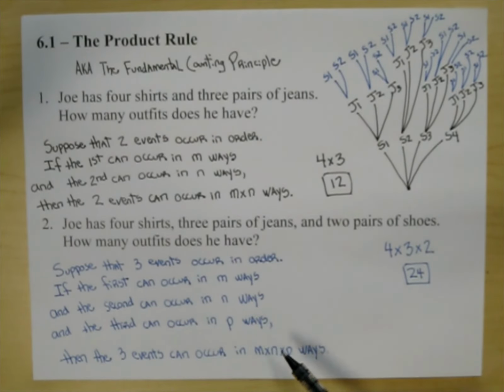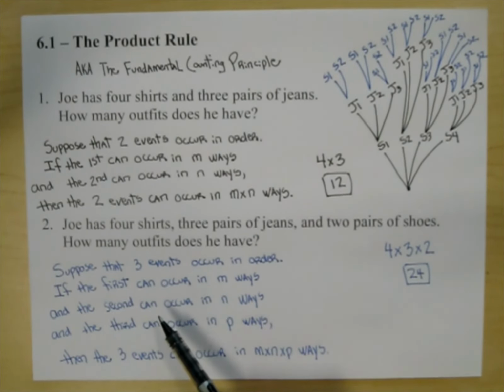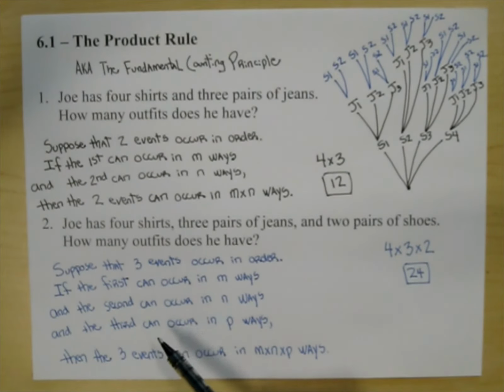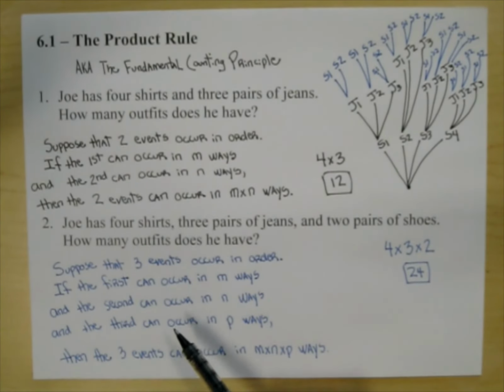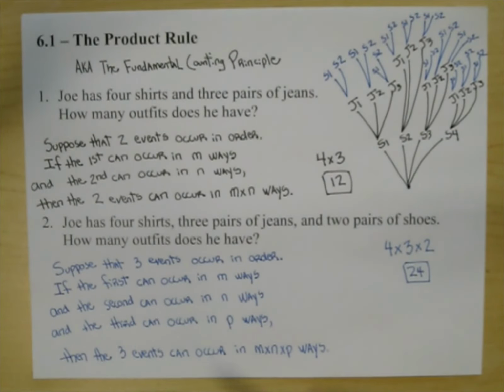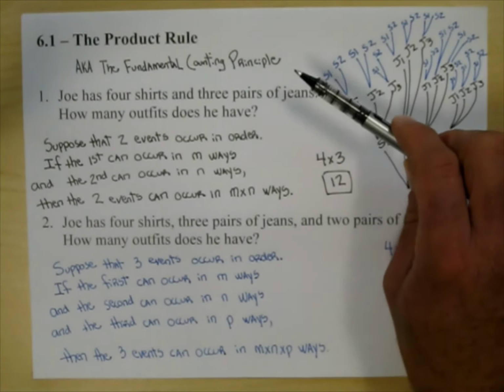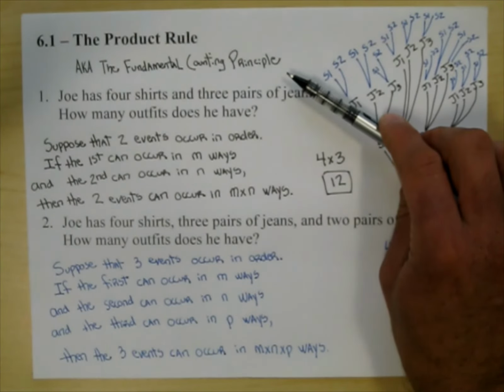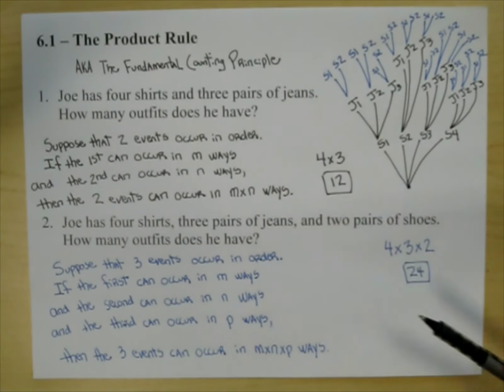So this product rule can be generalized even higher than 3. It could be like 5 or 7 or 13 or any number of events occurring in order. The other change I made to this was I put the other name for the product rule, which is the fundamental counting principle.